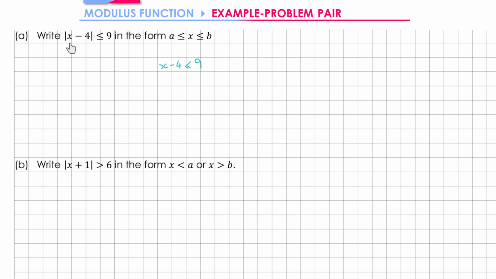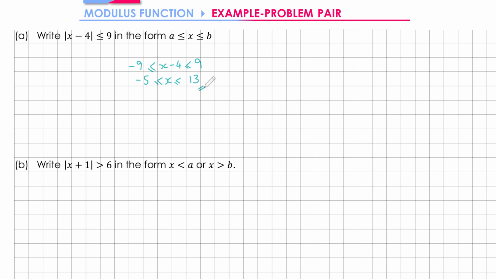So it's not possible to get a value inside the modulus bracket that is less than minus 9, because then when we mod it, it will be bigger than 9. And that tells us that x minus 4 must also be bigger than or equal to minus 9. From here, if we add 4 to each part, we get x is less than 13 but bigger than minus 5.